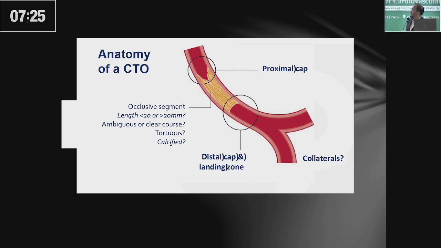Then you have to determine the length of the lesion. I've said the segment of CTO. If the length is less than 20 millimeter, we can try antegrade wire escalation method or parallel wire technique. If more than 20 millimeter, then dissection and re-entry. Then the distal cap. After reaching here, if it does not go away, you again have to upgrade your wire.